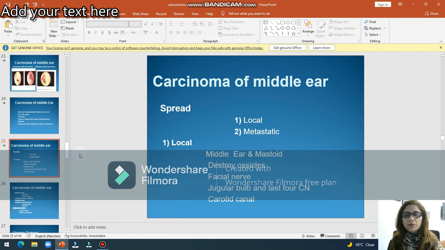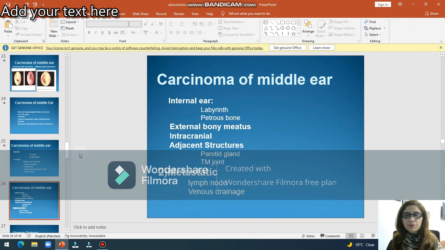How does this tumor spread? Local spread and metastatic spread. With local spread, it can involve the inner ear and external ear, it can destroy the ossicles, and the facial nerve can be involved. The jugular bulb is involved if it is eroding the floor of the middle ear. If it is eroding the roof, then it can involve the cranial cavity and brain, and the last four cranial nerves. In the carotid canal, it can penetrate into the internal carotid artery. In the inner ear, it can involve the labyrinth, petrous bone, external bony meatus, and intracranial adjacent structures. The parotid and TM joint can also be involved by this disease.